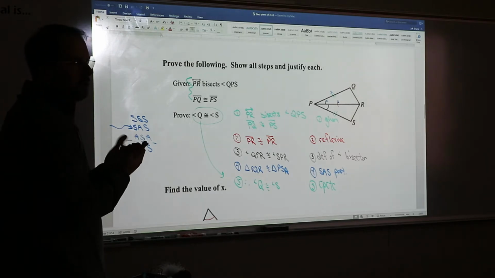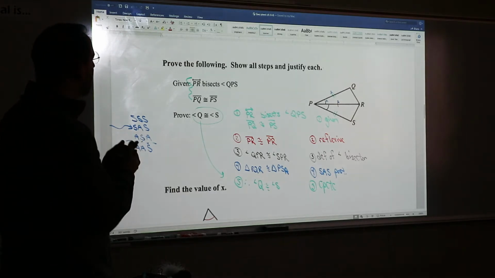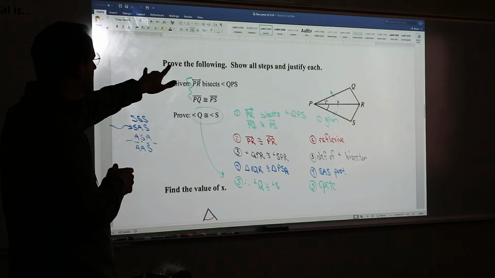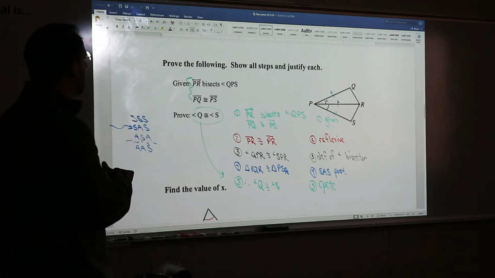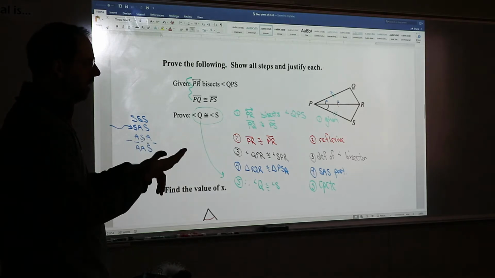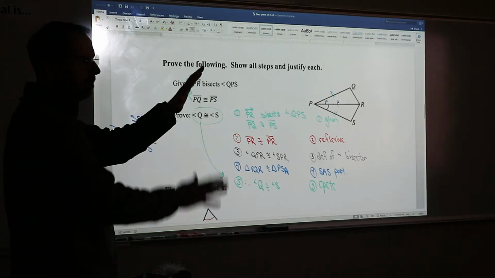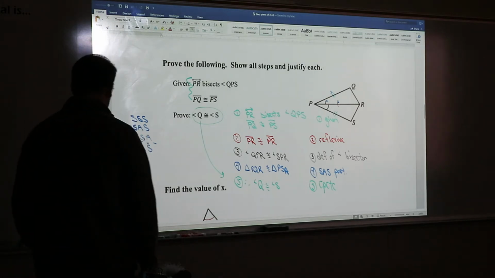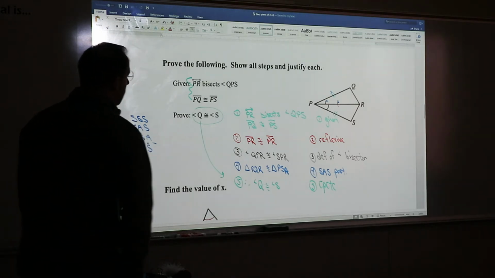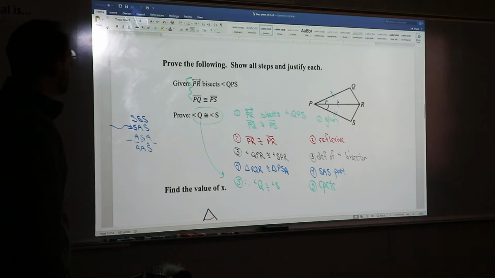Okay, questions. So if the test says show all steps and justify, that means you have to give me the properties. If it says choose any method, you can do a paragraph proof, or a flow chart, where you do little bubbles with no reasons. Some people like that. But you have to get to a point where you actually prove that they are the same. Okay, questions.